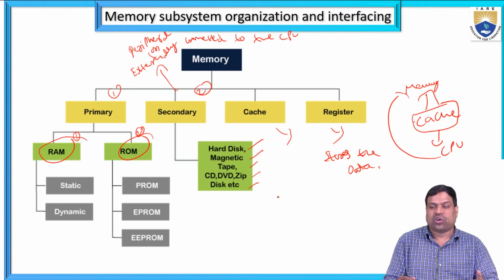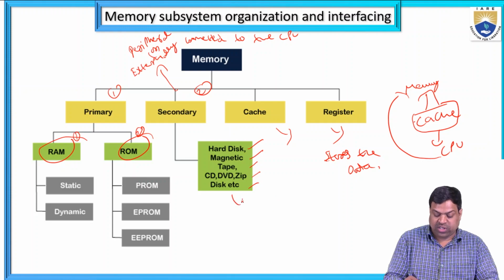Nowadays we are also using pen drives like this. So these are the ports that are externally connected to the CPU. That is called the secondary memory. Okay, these are the secondary memory.